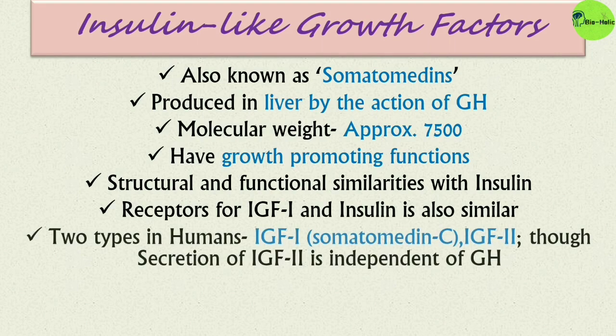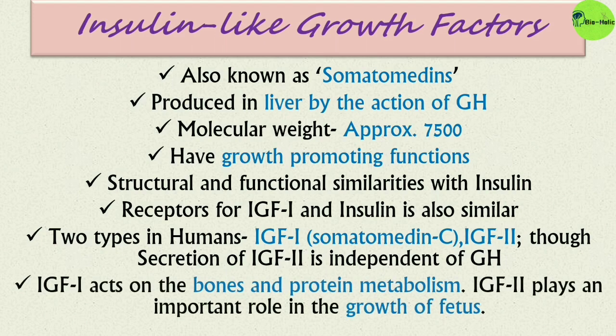In human, there are two types of insulin-like growth factors, that is IGF-1 or somatomedin C and IGF-2. Though secretion of IGF-2 is independent of growth hormone, IGF-1 acts on the bones and protein metabolism, and IGF-2 plays an important role in the growth of fetus.